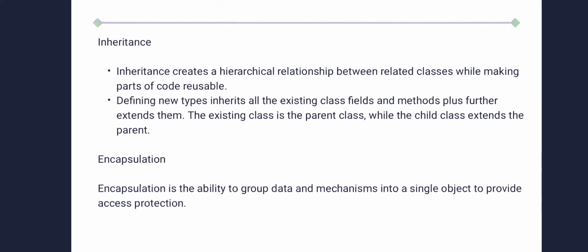What is inheritance? Inheritance creates a hierarchy relationship between related classes while making parts of code reusable. It means there is a relationship between parent and child. Whatever qualities your parents have, the same or somewhat similar qualities are integrated into you, and your qualities are going to be integrated into your children. This is known as inheritance, from parent to child and from child to their children.